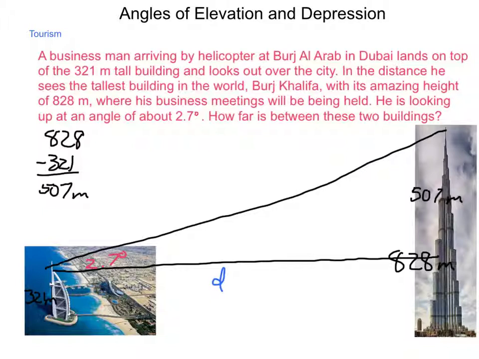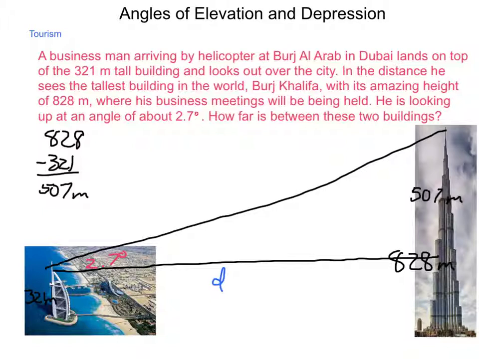Now the distance that comes out is going to be in meters, and it is going to be a very large number since 2.7 degrees is a very small angle of elevation. And what we're going to have to do is convert our final meter answer into kilometers, and we'll get a rough estimate of how far it is between these two buildings.